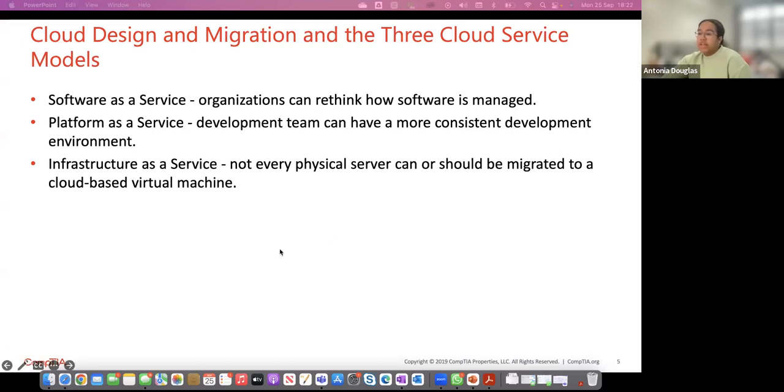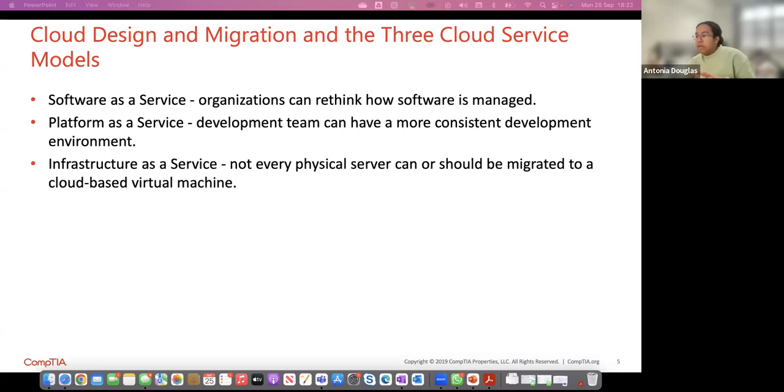And lastly, infrastructure as a service. Not every physical server can or should be migrated to the cloud, to a cloud-based virtual machine, and that's something I was alluding to earlier. Based on the organization's strategy, there might be some services that you feel are necessary to move to the cloud, but not all services, depending on their criticality and sensitivity to the organization, and whether you want to put that responsibility into a third party's hands.